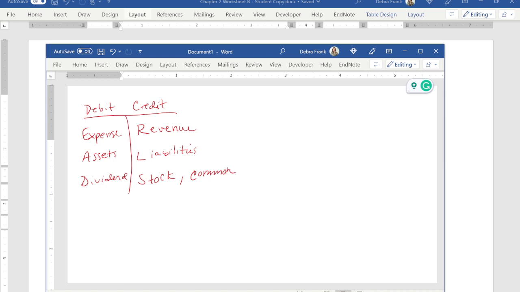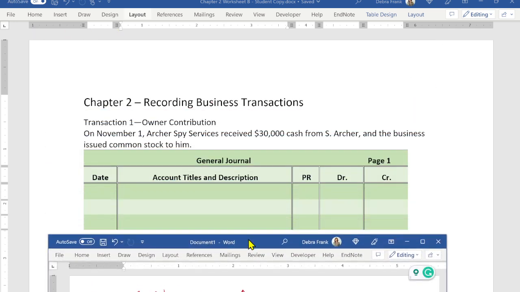This sheet, this mnemonic DEADCLIC, tells us what's happening when the account is increasing, or its normal balance. When it's increasing, that's its normal balance, that particular account. If the account is decreasing, it's the opposite side, not too hard. So we've got our cheat here to help us out. And so let's go ahead and look at the first journal entry transaction.